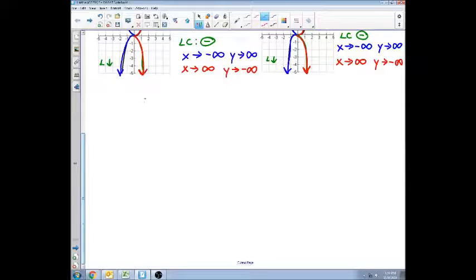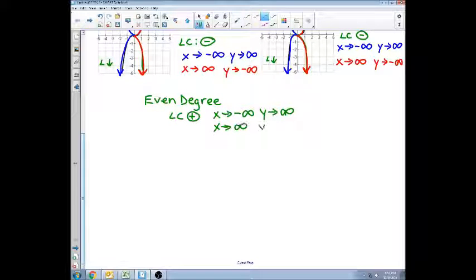If I have an even degree, this is the most important thing that you need to figure out right here. We did all that work with those visual aids up there to figure out our rules list. This is our rules list. If I have an even degree and the leading coefficient is positive, then x is going to approach negative infinity. That just means I'm moving to the left. My y will approach positive infinity. And as x approaches positive infinity, my y will approach positive infinity.